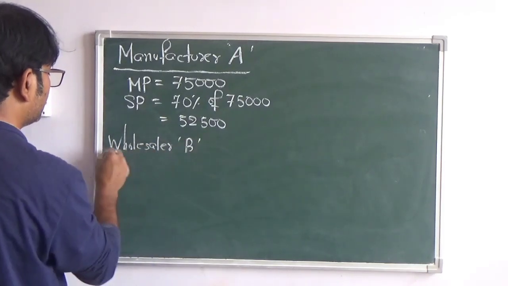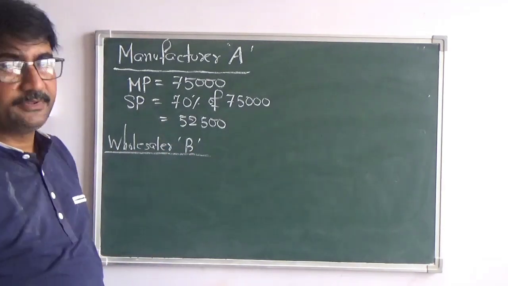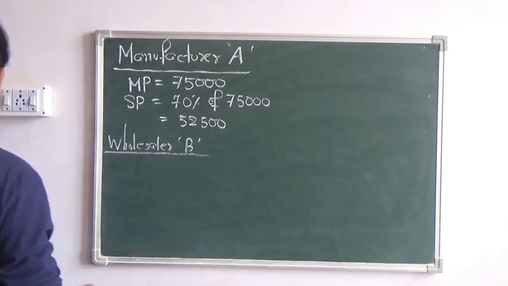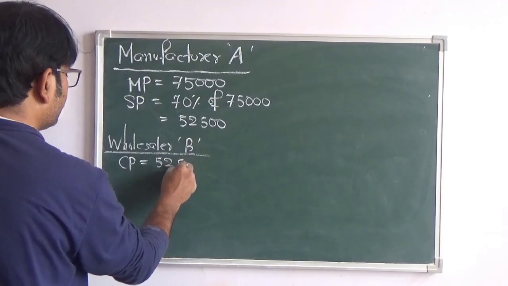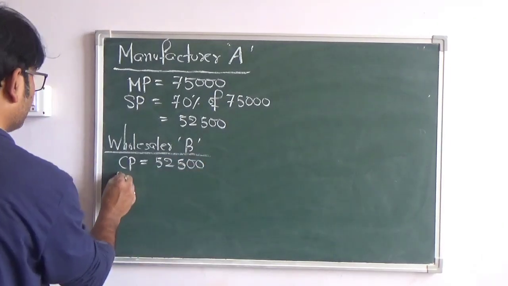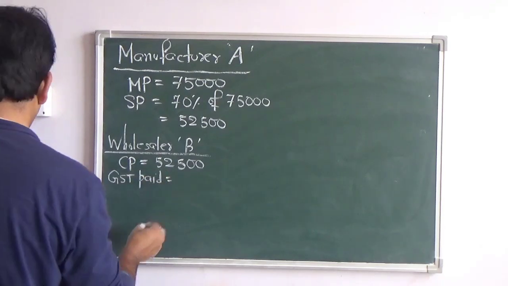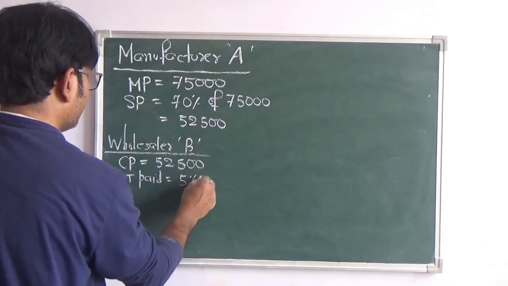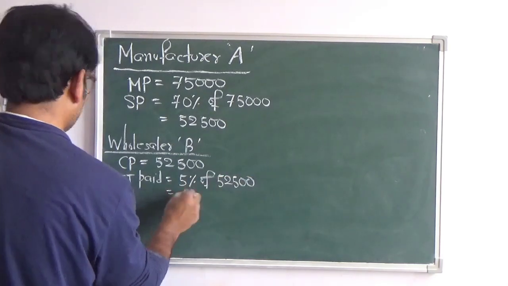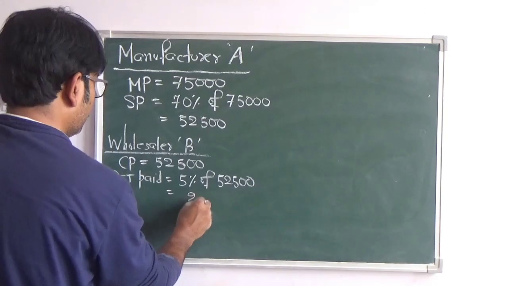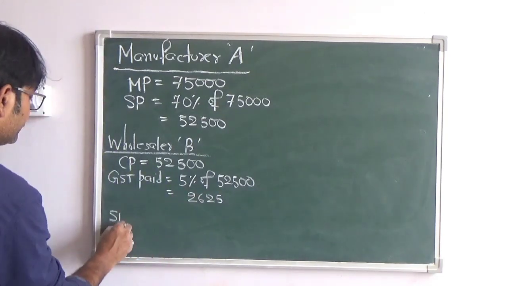Now wholesaler B. SP of the manufacturer is the CP of the wholesaler. So cost price is 52,500. So obviously GST has to be paid. So GST paid will be 5%, GST rate given 5% of 52,500, and that is coming to 2625. Now what is the selling price?